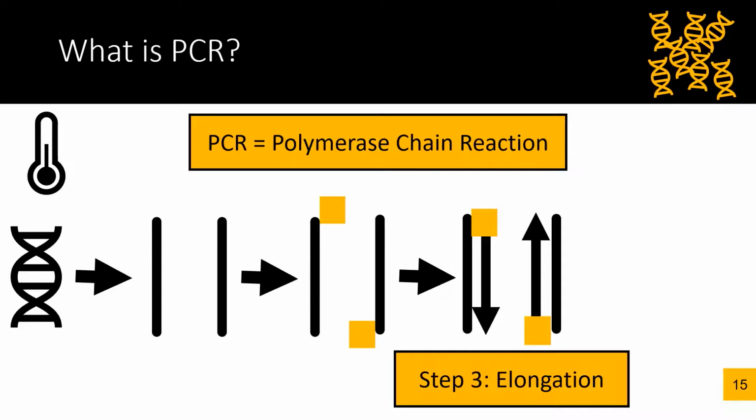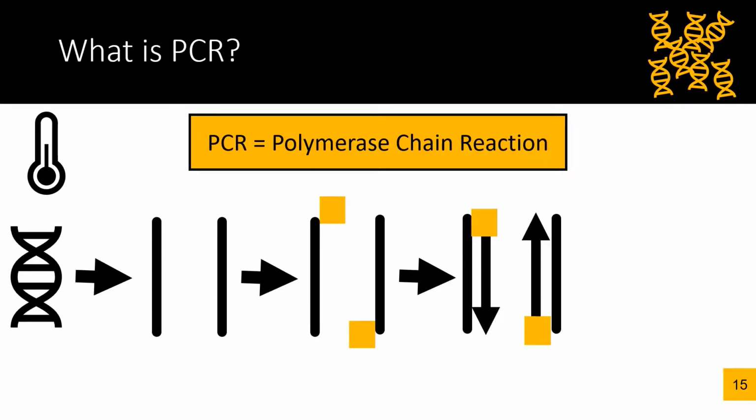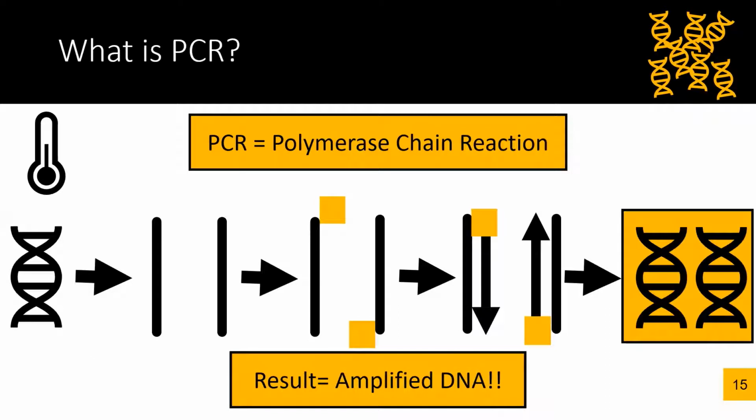The third step is elongation, and this occurs at approximately 72 degrees Celsius, and it's when the template is duplicated, making the single-stranded DNA into double-stranded DNA once again. These steps cycle through until you have the required amount of target DNA to continue to the next step, resulting in amplified DNA.